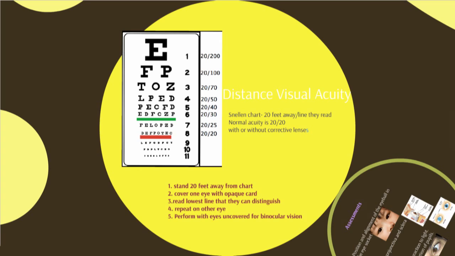We're going to have them cover one eye at a time. Ask them to read the letters on one line of the chart, and then move downward to the smaller lines until they can no longer discern all of the letters. And then we're going to have them repeat the test and cover their right eye. Then we're going to have them read the smallest line they can read with both eyes. And if they wear glasses, you're going to have them do it with both.